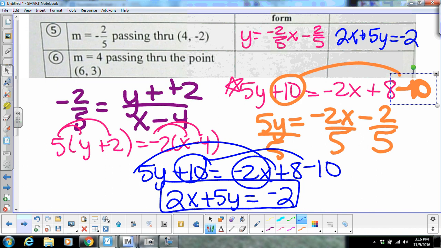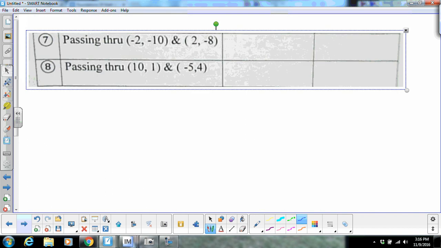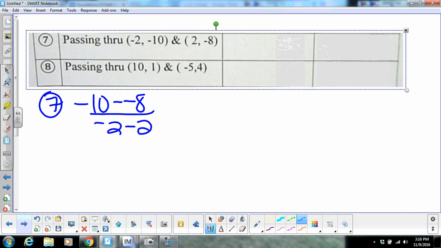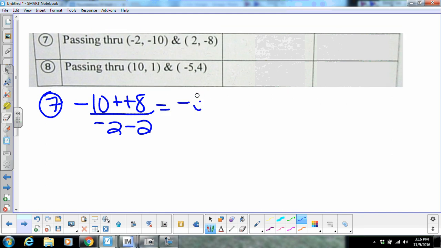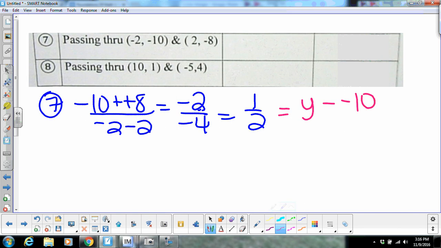Okay, so number 7 and number 8, you do just the same way, except the first thing you have to do is find the slope. So for instance, I'll start 7, I'm not going to finish it. Negative 10 minus negative 8 over negative 2 minus 2 gives me negative 2 over negative 4, which is 1/2. So then I would just set that 1/2 up using one of my points and cross multiply from there, again getting slope-intercept and standard form for each one.